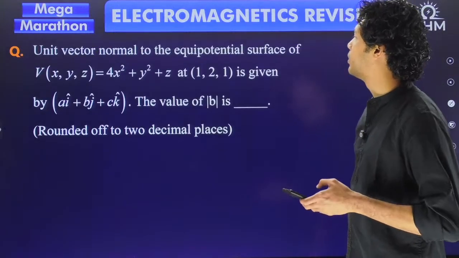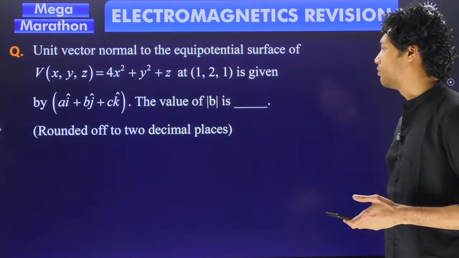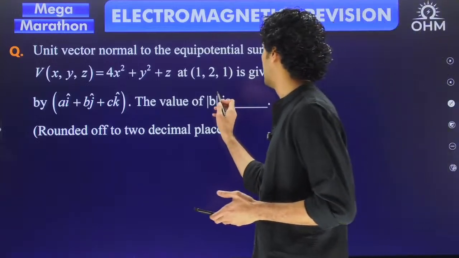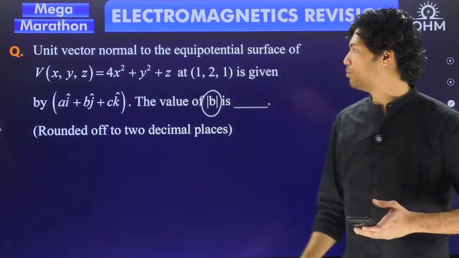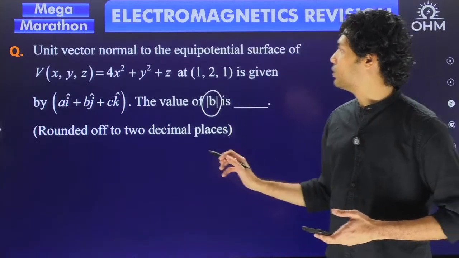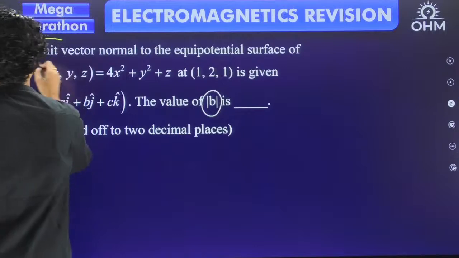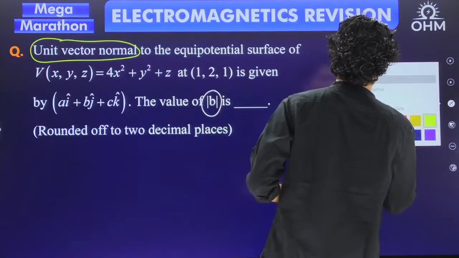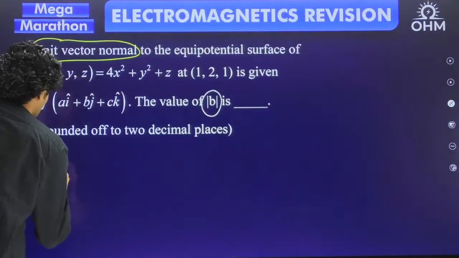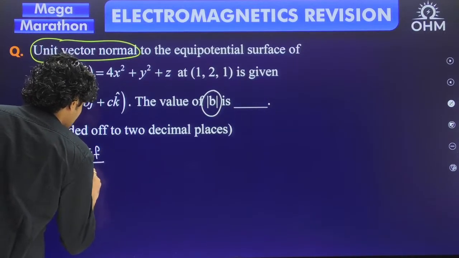The unit vector normal to the equipotential surface of some function at some point is given as so and so value. And all you are supposed to find out is nothing but the modulus of b. Only the b component is what you are supposed to find out. But here you have been told that whatever vector you are taking is nothing but the unit normal vector. So for the unit normal vector, what is the expression now? The expression is nothing but n cap becomes equal to the gradient of the function divided by the modulus of the gradient of the function, plus or minus.